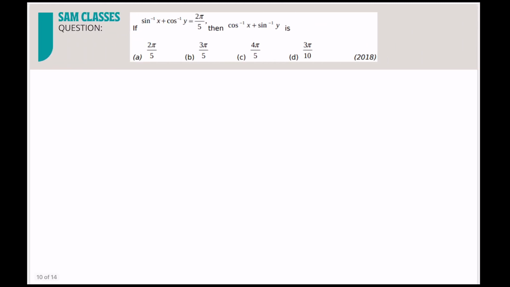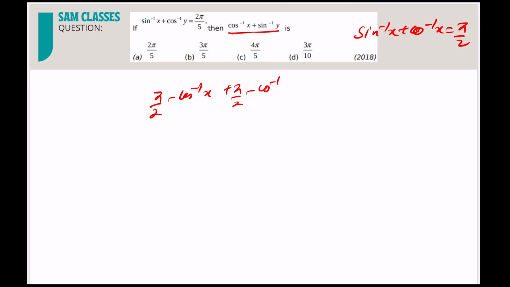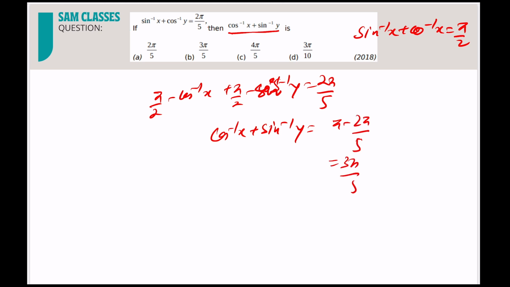Now sin inverse x plus sin inverse y is equal to 2 pi by 5. Exactly the same question. Okay, we need it in terms of cos inverse x plus cos inverse y. Just use pi by 2. We already know the formula, sin inverse x plus cos inverse x is equal to what? Pi by 2. Directly use that. You can convert, so pi by 2 minus cos inverse x plus pi by 2 minus cos inverse y, and that is equal to 2 pi by 5. Once you get this, directly you'll get the answer. So cos inverse x plus cos inverse y is equal to pi minus 2 pi by 5, and that is equal to 3 pi by 5 directly. So nothing much, just 3 seconds and you will be able to solve all these questions.